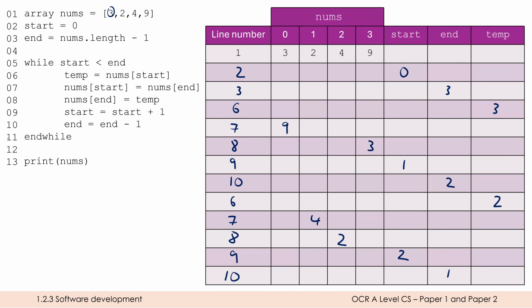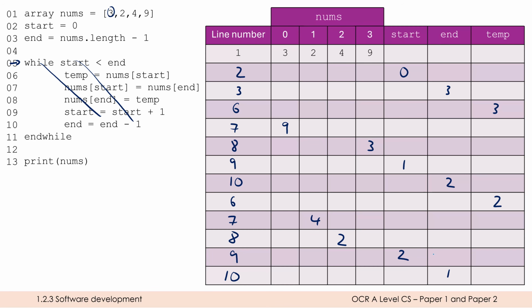And now we go back around to check our while loop condition. Well, now start is no longer smaller than end. So therefore, the while loop doesn't run anymore. We skip this now, we're done with it. We go to line 12, nothing happens. We go to line 13, it prints nums. However, I've not got an output column in my trace table here, so therefore there's nothing to write down.